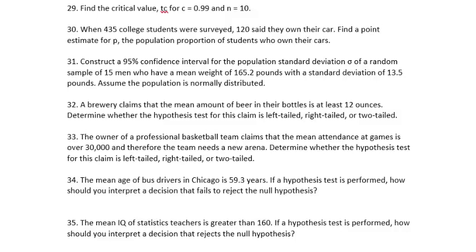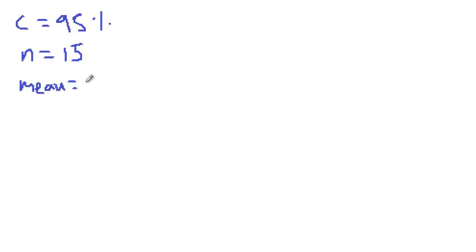So let's go ahead and do that. Let's go back to our board over here, and we will write the key numbers. That's always what you want to do, obviously. All right. So what do we got here? It looks like our confidence interval is 95%. We've got a sample number of 15. We've got a mean of 165.2. We've got a standard deviation of 13.5.